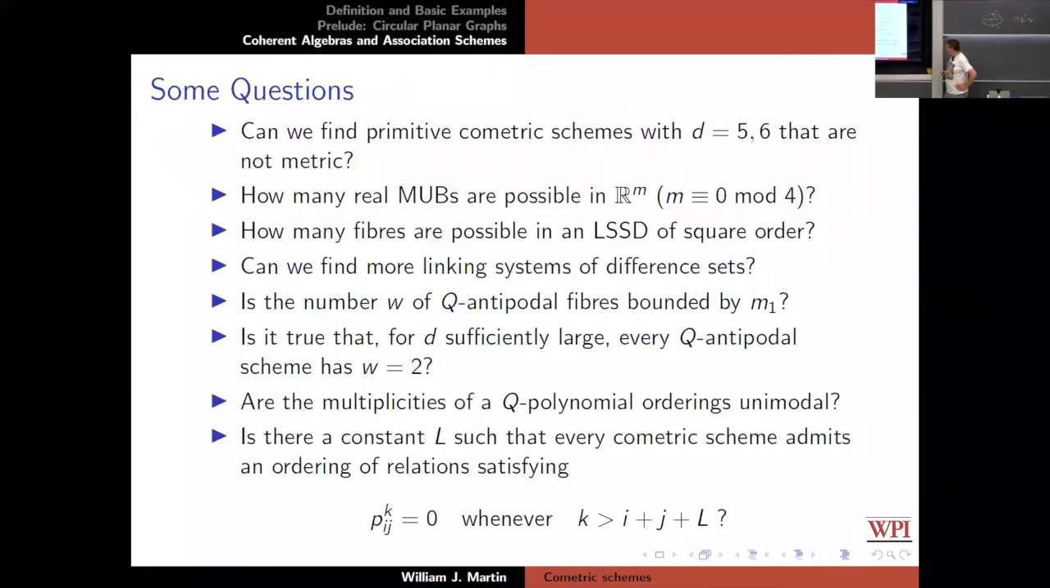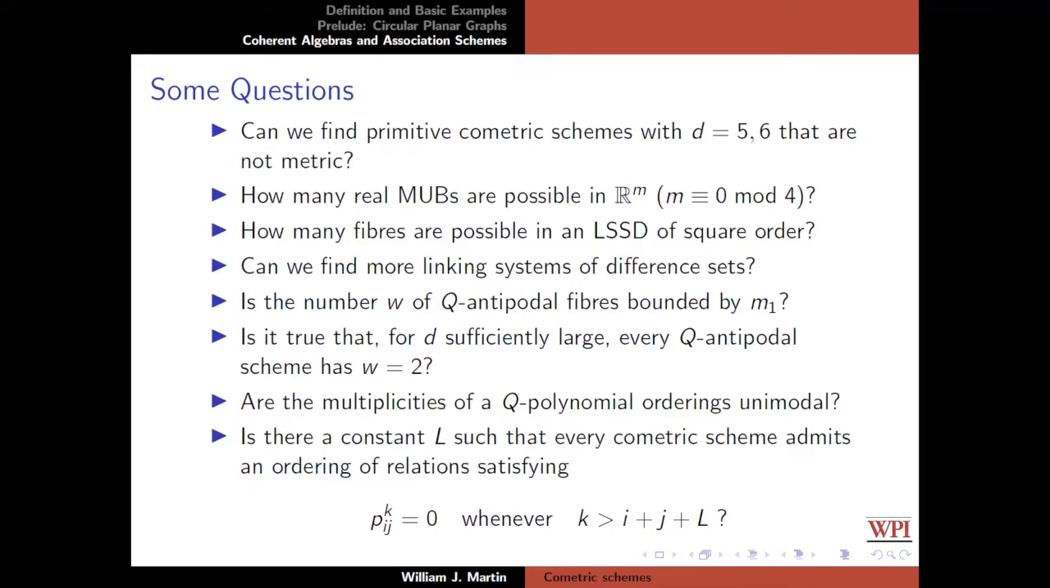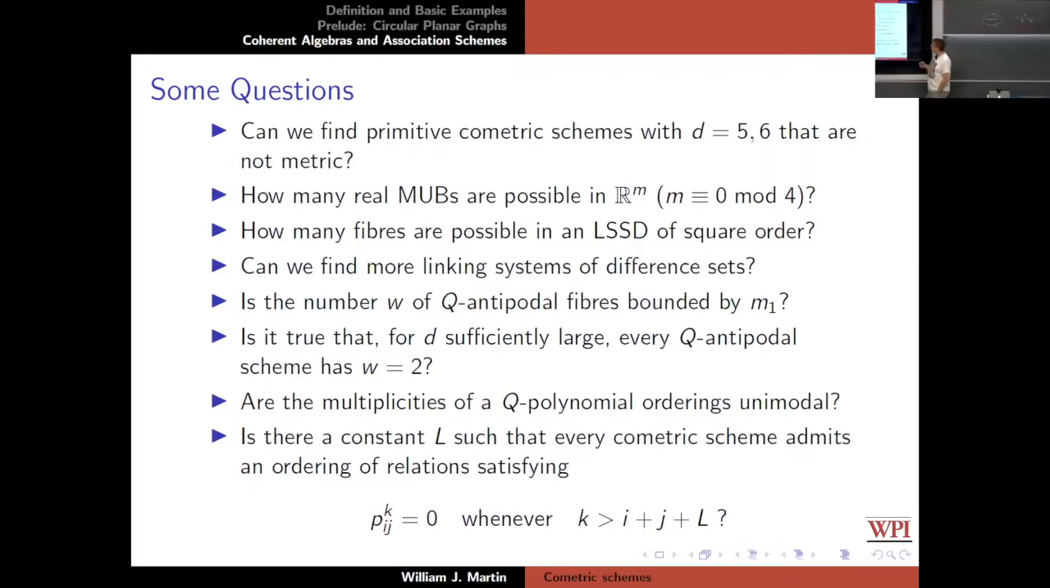Let me just finish with what I think are some interesting open questions. We started the week talking about cometric association schemes, and we have primitive schemes that are not P-polynomial with d equal 3. I think there are a couple of sporadic things with d equal 4. Do there exist any primitive cometric schemes with d equal 5 or 6 that are not metric? I don't think I know. Well, there might be one on my table, but are there more than one?